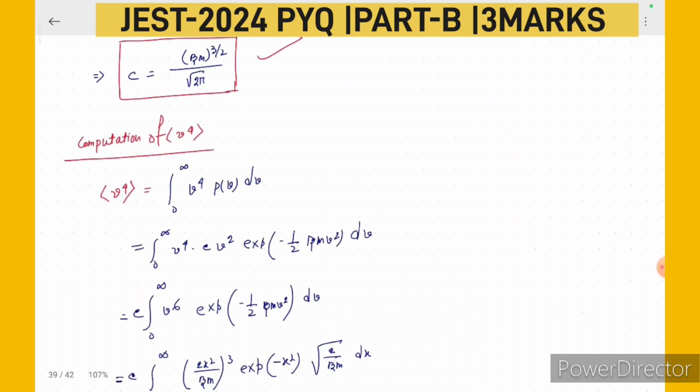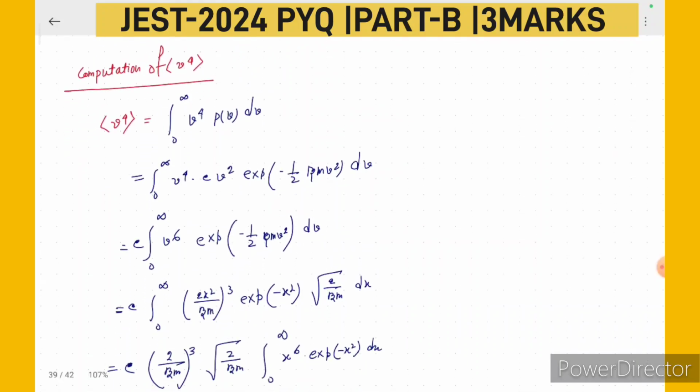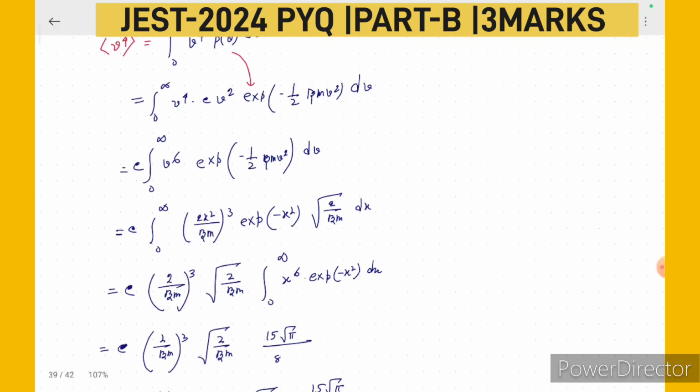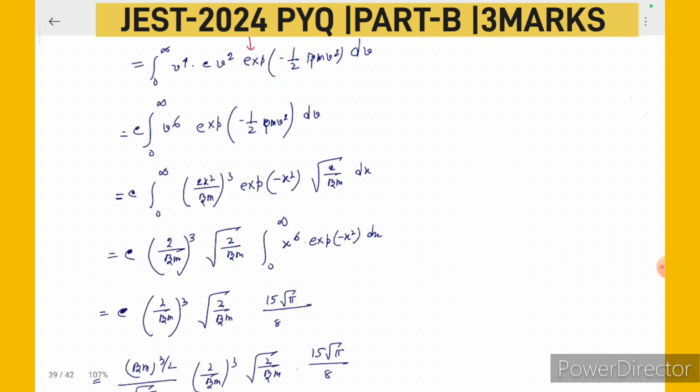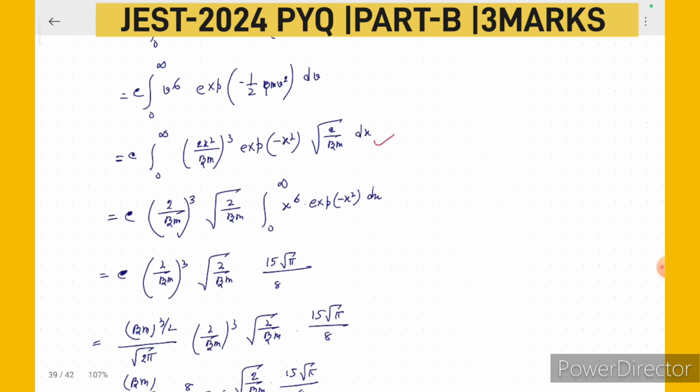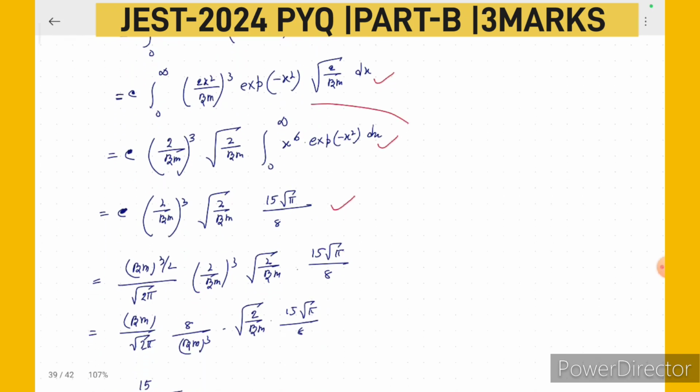Next we compute the expectation value of v to the power 4. That equals the integral from 0 to infinity of v to the power 4 times the probability distribution function dv. So this equals v to the power 4, and here we put the value of the probability distribution function, and now rearrange these expressions one by one.